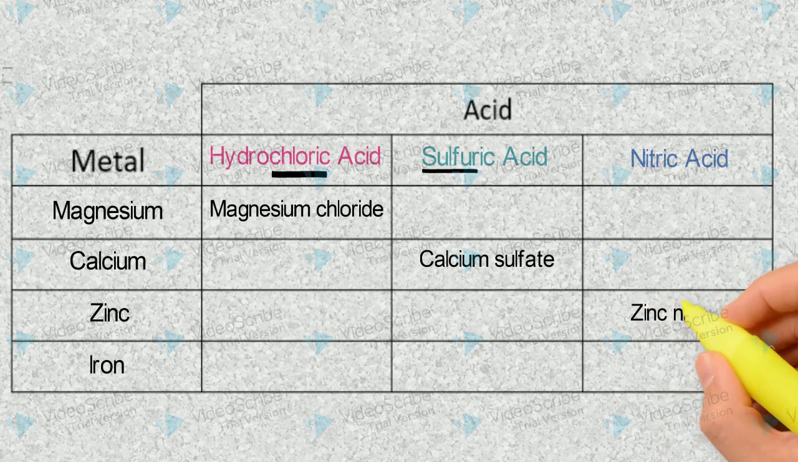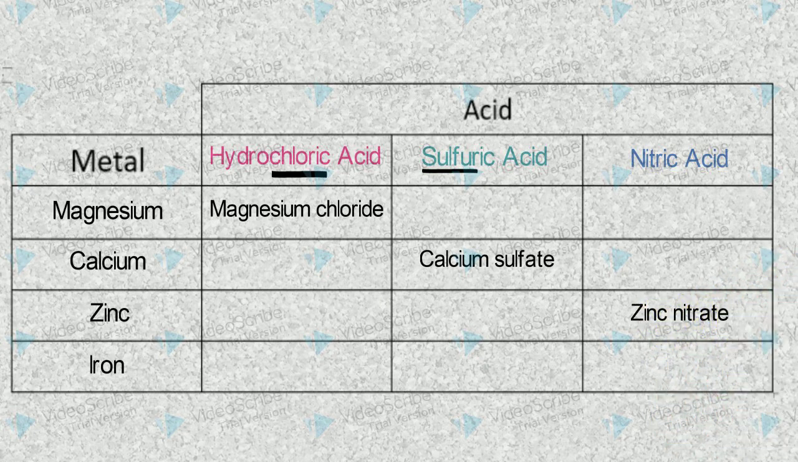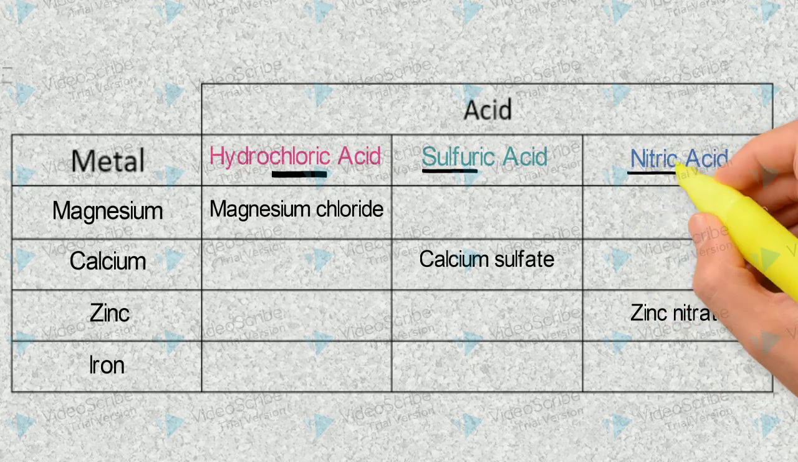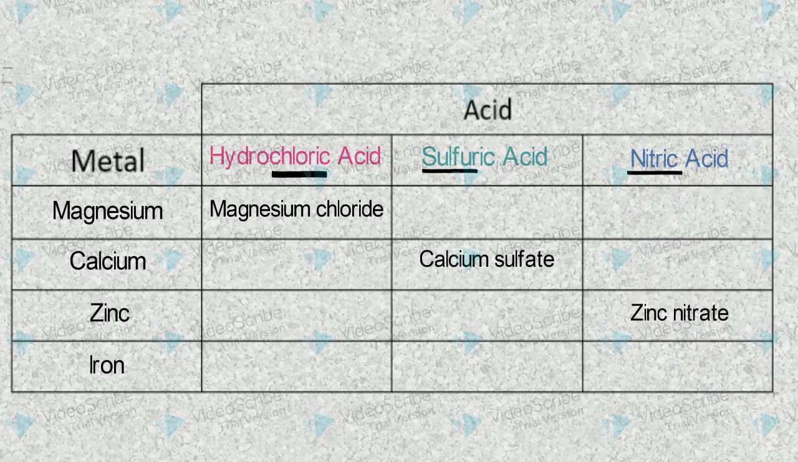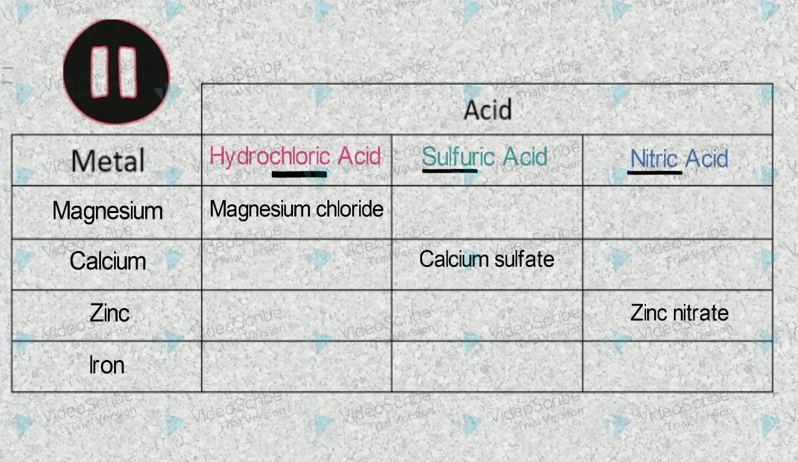Lastly, when we react zinc with nitric acid, we make a salt called zinc nitrate. The nitrate comes from the nitric acid that was used. Pause the video here and see if you can fill in the rest of the spaces on the table.